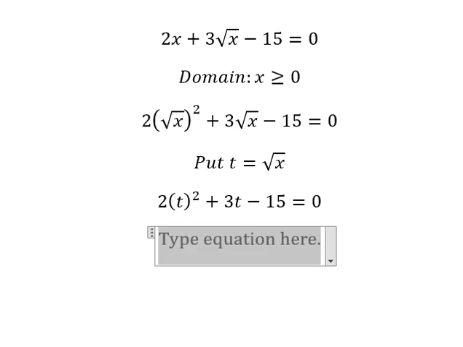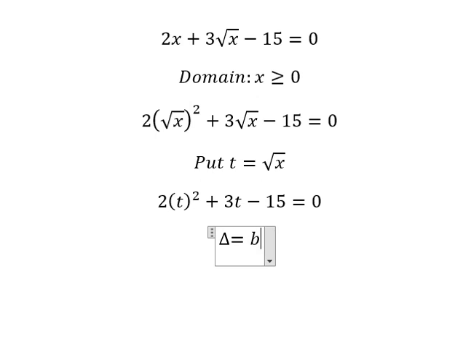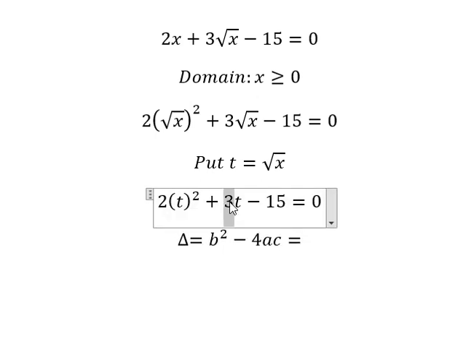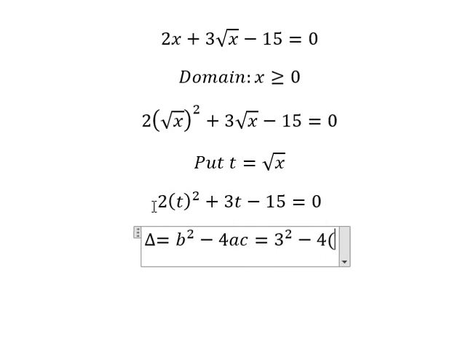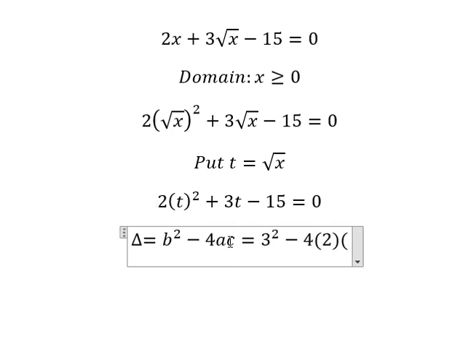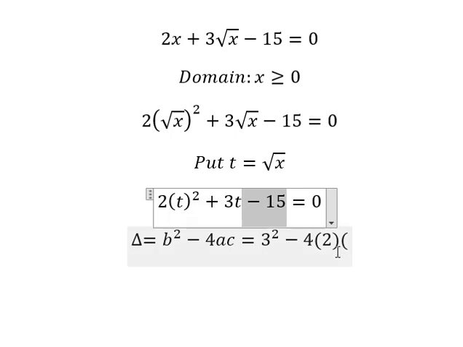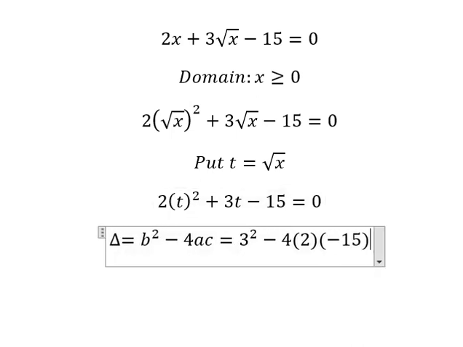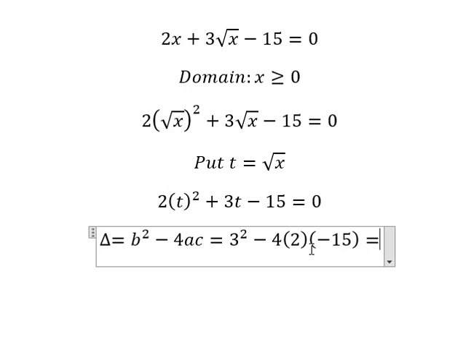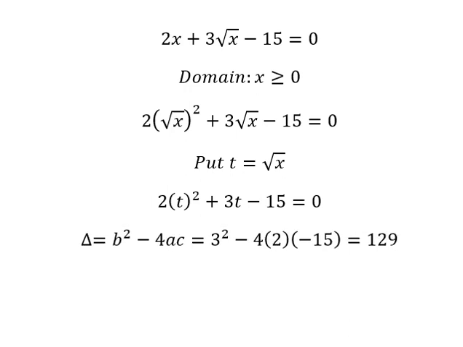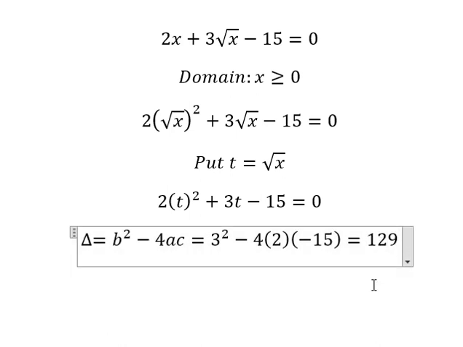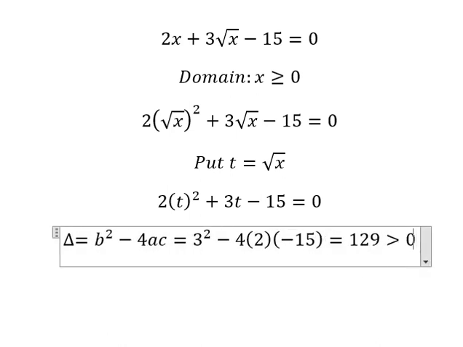That is delta equals b squared minus 4ac. So b is 3, a is 2, c is negative 15. So we calculate and we have 129. Because this one is positive, we have 2 solutions.